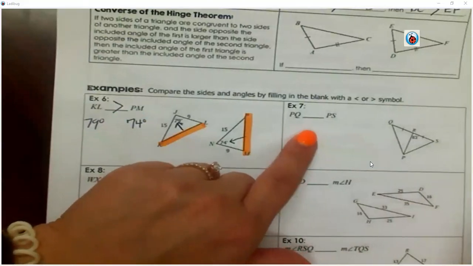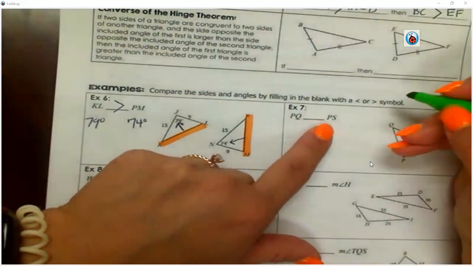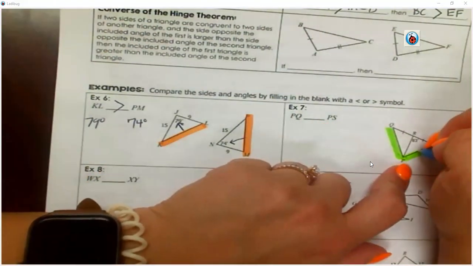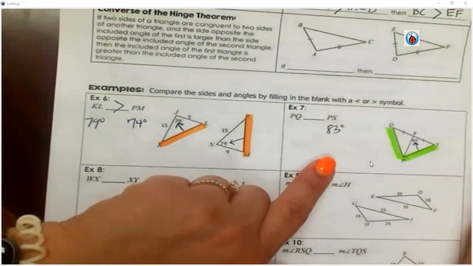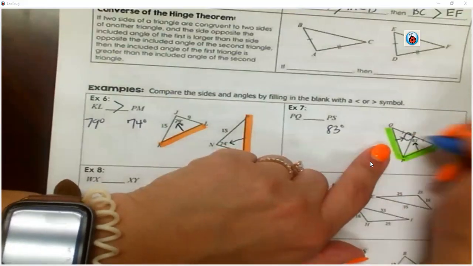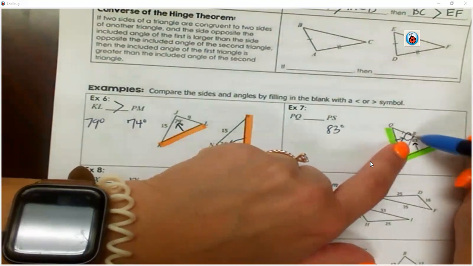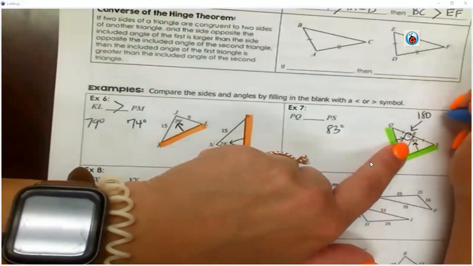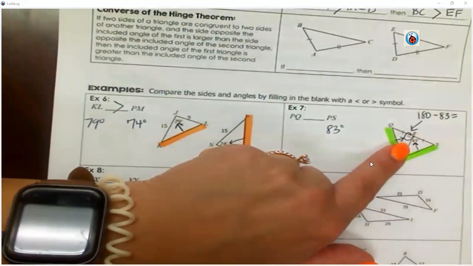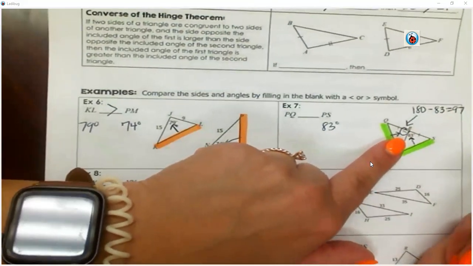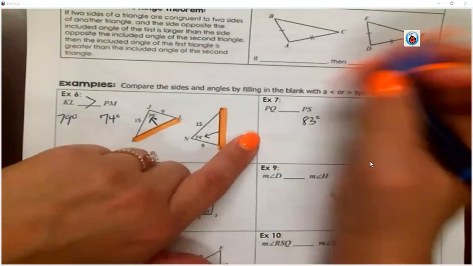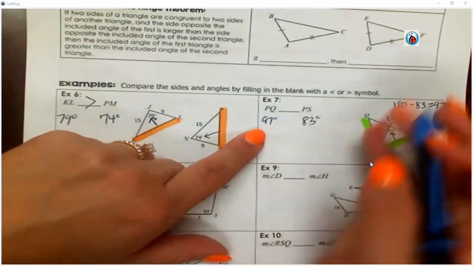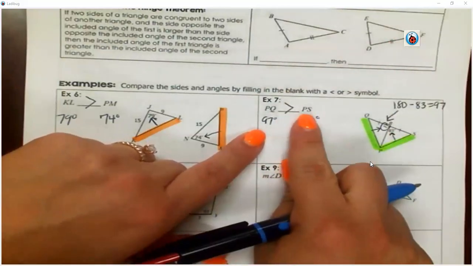Same thing over here on number 7. We're going to compare PQ to PS. PQ is right here, and PS is right here. Well, notice for PS, we do know the opposite angle, which is 83 degrees, but I'm missing this opposite angle. To find this, I can see that these two angles form a linear pair. And if you recall, a linear pair is supplementary, meaning it adds to 180. So I'm going to do 180 minus 83, which gives me 97. So this angle right here is 97 degrees. So I can see that this angle 97 is greater than 83. Therefore, PQ is greater than PS.